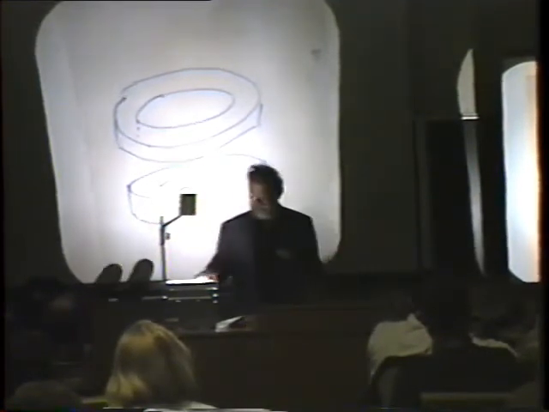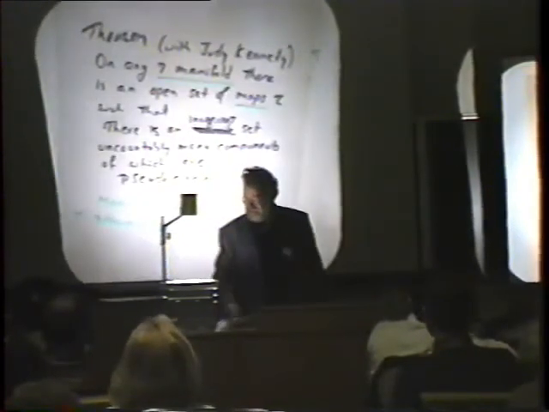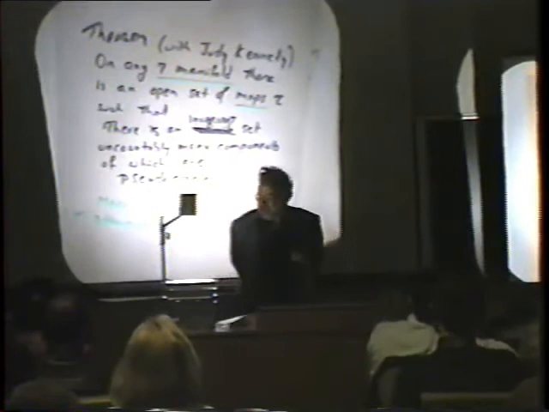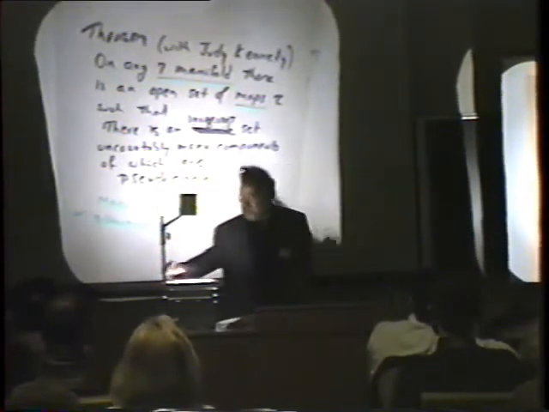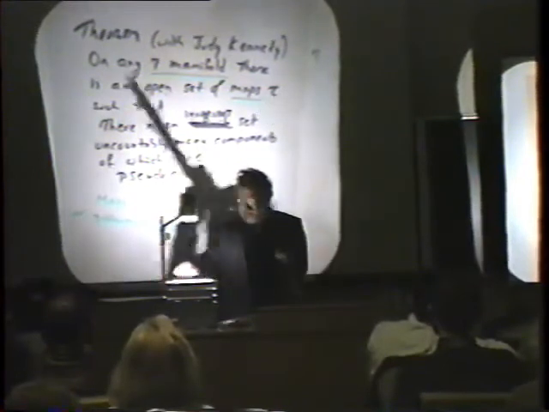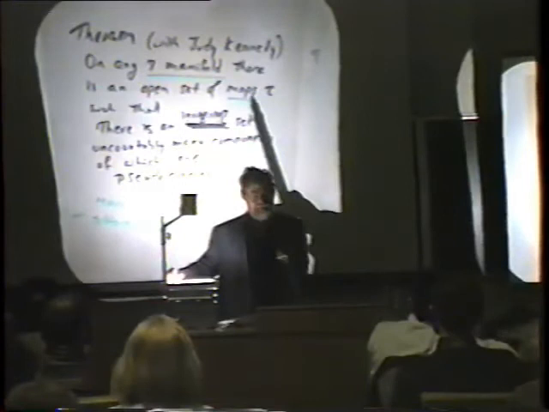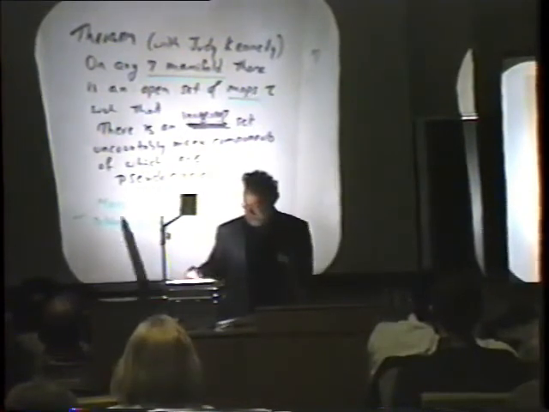Let me tell you what our theorem says. On any 7 manifold, there is an open set of maps. Actually, well, here I should say, as I say below, this should be diffeomorphisms, or I should say on any 3 manifold, there is an open set of maps. So take your choice. Maps or 3.